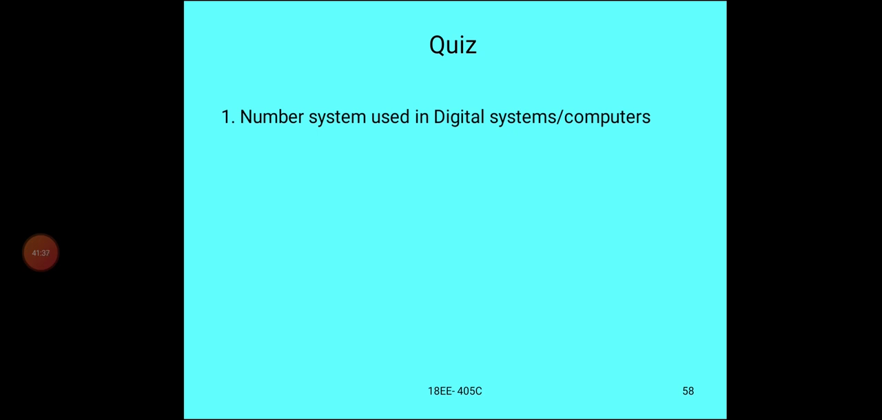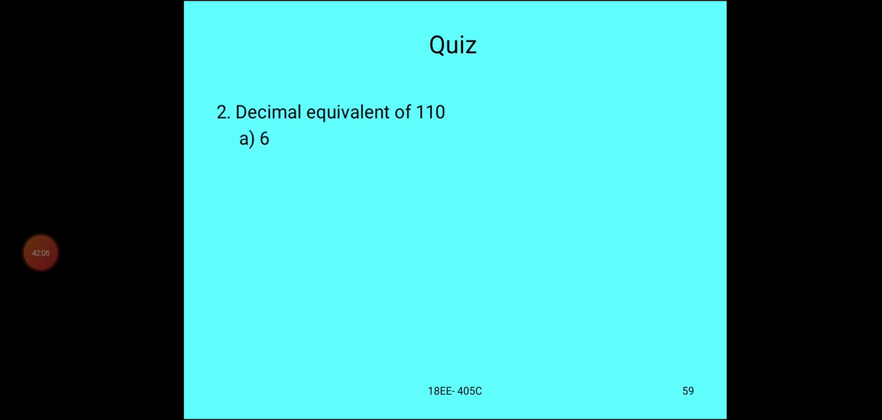Quiz. The number system used in digital systems or computers is: decimal, binary, Roman, all. The answer is B, binary numbers are used. Quiz 2. Decimal equivalent of 110: A 6, B 7, C 8, D 11.